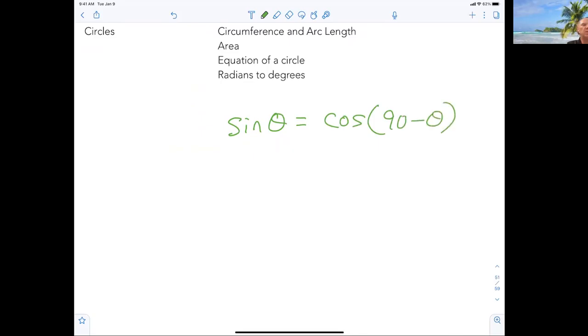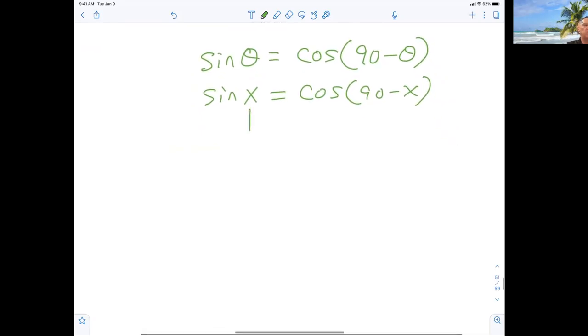Now, if you don't know what theta is, that's just a fancy letter. If you're not there yet, we would just say sine x is always the same as the cosine of 90 minus x. Now, what does that mean? That means when the sine and cosine are complements, they're always equal.